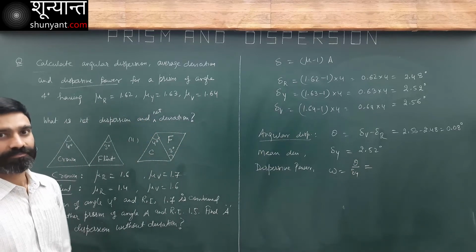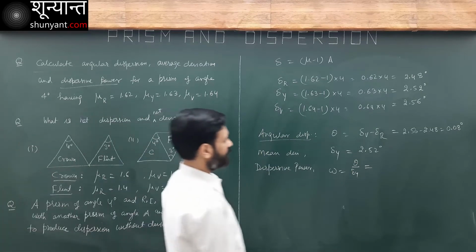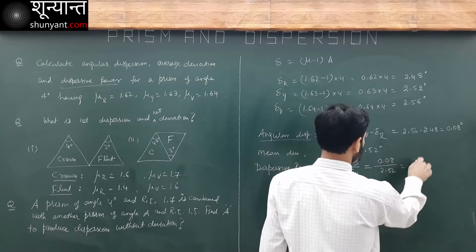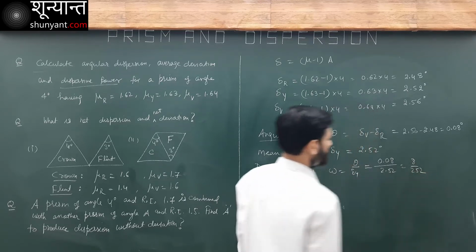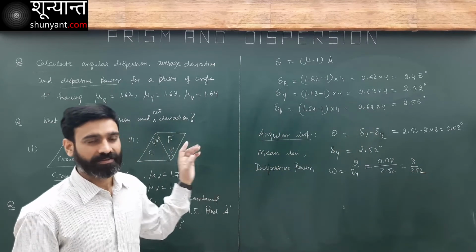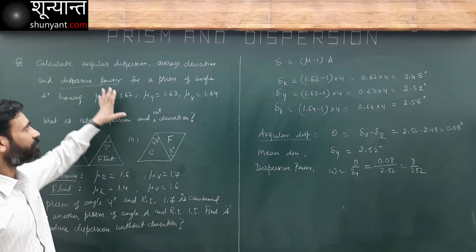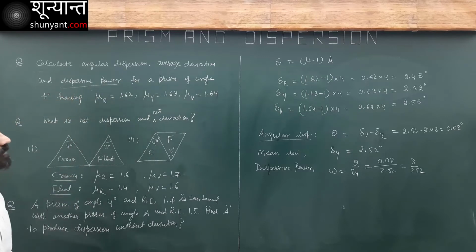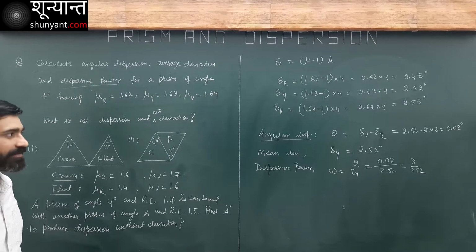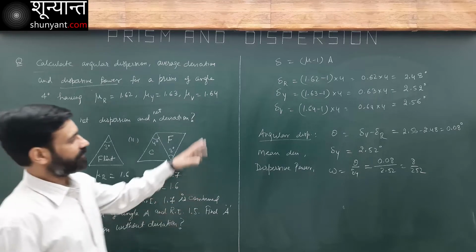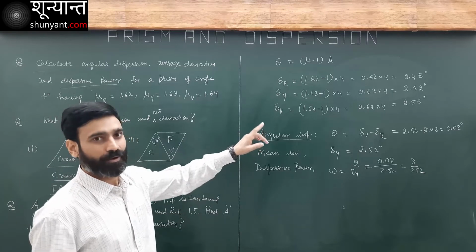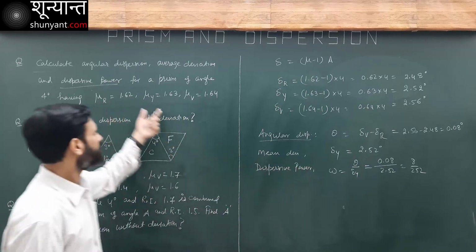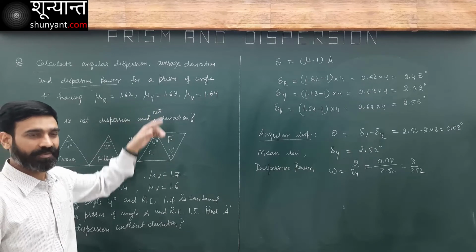This is my answer. This is going to be 0.08 over 2.52, so 8 over 252, and then you simplify this, we have the answer. This will be dispersive power of this medium having these refractive indices. You see, angular dispersion, mean deviation, all of these will depend on my prism. But this value, dispersive power, is a property of the material of which the prism is made.